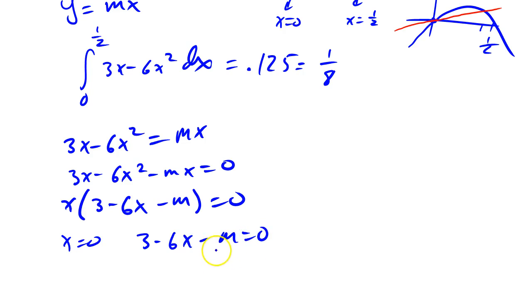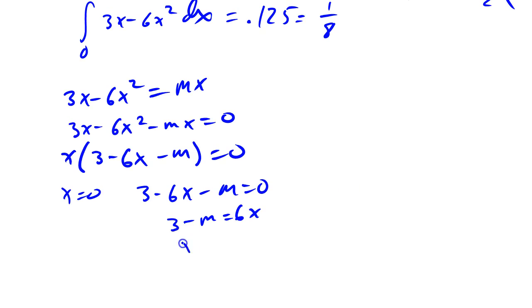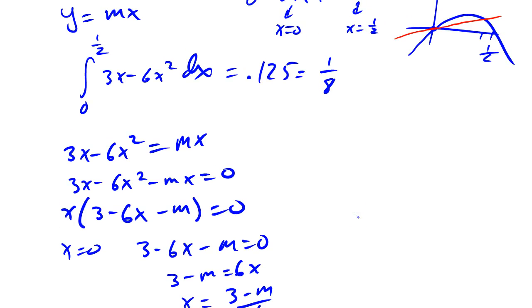If I solve this for x, it might be easier just to add the 6x over there. So let's write it this way: 3 minus m equals 6x, and then divide by 6. So x equals (3 minus m) divided by 6. Okay. So the intersection point right here is (3 minus m) divided by 6.